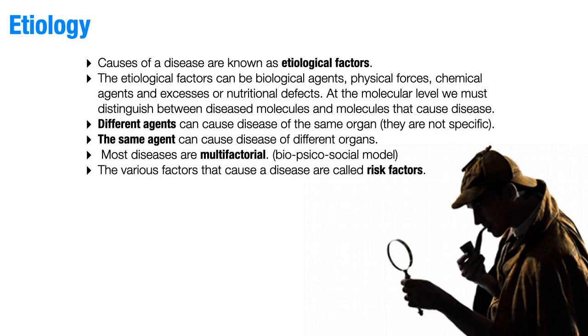Many times we can identify what is causing a disorder. We call that etiological factors. They can be biological, physical, chemical, nutritional. Different agents can damage the same organ. For instance, alcohol and mercury can damage your liver. But also, a same agent may cause damage to different organs, like alcohol can damage your liver, but also your vessels. Have in mind that most diseases are multifactorial, meaning that several things need to happen to cause the disease.